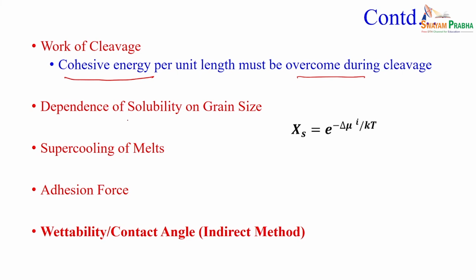Another option is we can just see the solubility. You can put a solid which is soluble in a particular solvent. Depending on the solubility, it can be related with its self energy, and self energy is related with the interfacial tension. If you remember the previous lectures, this is the Boltzmann equation, where mu i is the self energy, k is the Boltzmann constant, T is the temperature, and X s is the solubility. In fact, we also did one exercise to see how the solubility of NaCl is related with its surface energy. Another method is supercooling of melt.